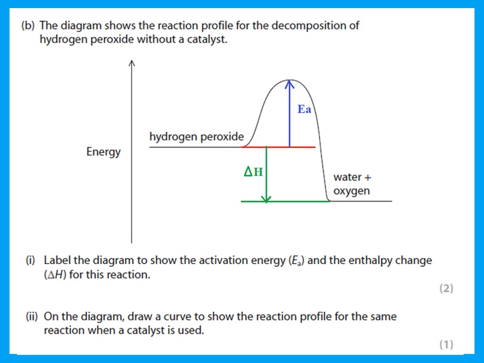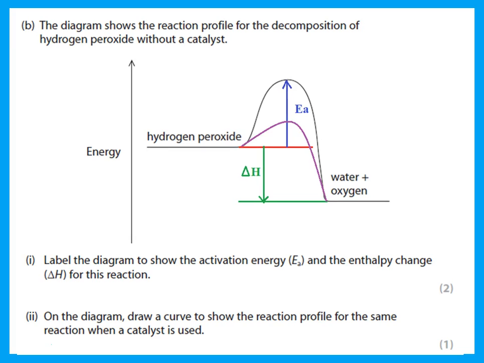On the diagram, draw a curve to show the reaction profile for the same reaction when a catalyst is used. Remember, when we use a catalyst, we said this speeds up a reaction. Why does it speed up the reaction? Because it provides an alternative pathway with lower activation energy. So that new graph has a lower activation energy, and it's going also from reactants to products.